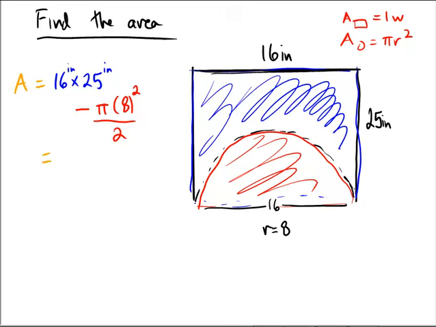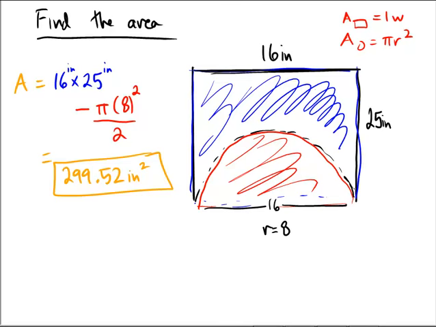So I'm going to grab a calculator here, see what I end up getting. 16 times 25 subtracted by, we'll use 3.14 for pi, times 8 squared divided by 2, and if you followed along on your own calculator, you should have gotten an answer of 299.52, and these would be inches squared for this particular object.